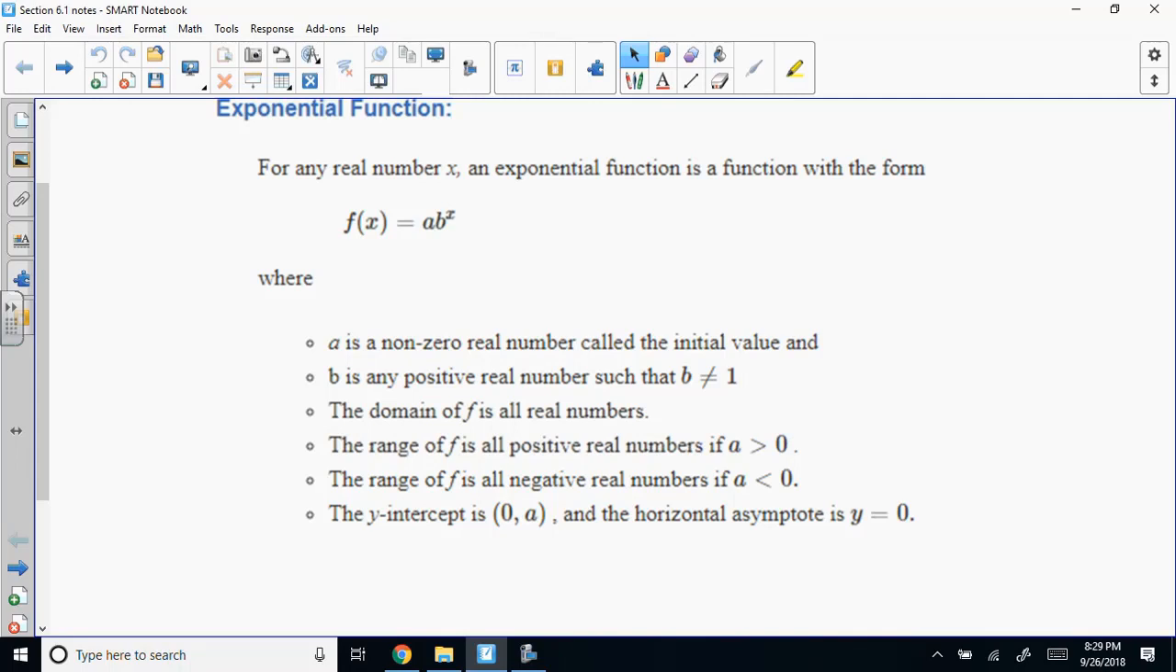Okay. The variable has to be in the exponent, right? Okay. The base can't be negative. It has to be greater than 0, but not equal to 1, right? And the x has to be up in the exponent. Any questions? So that's some criteria.